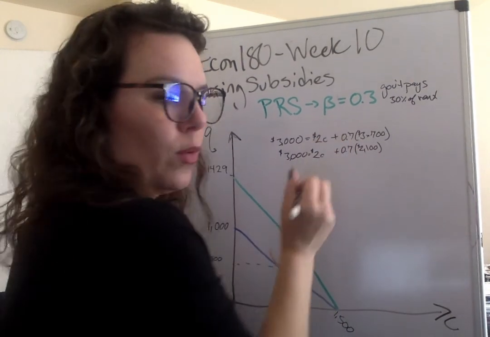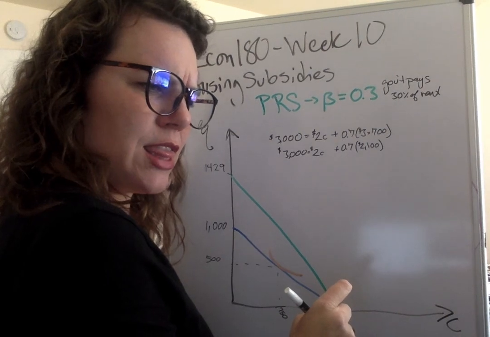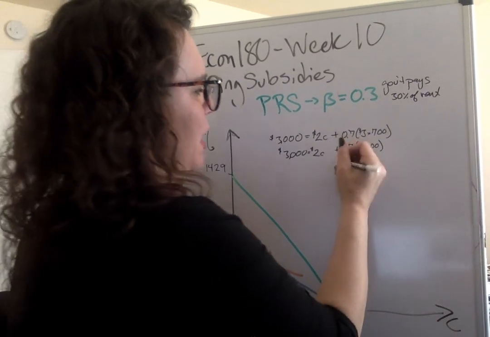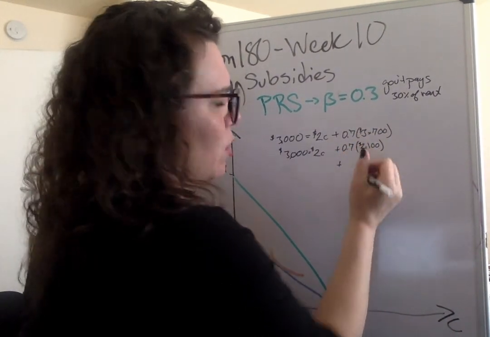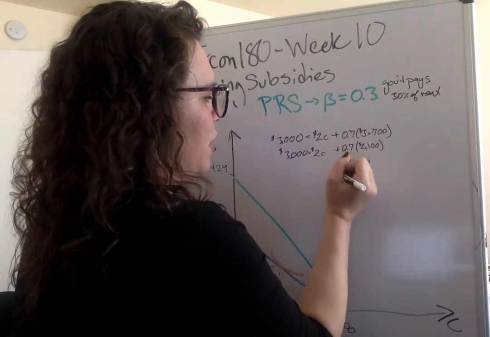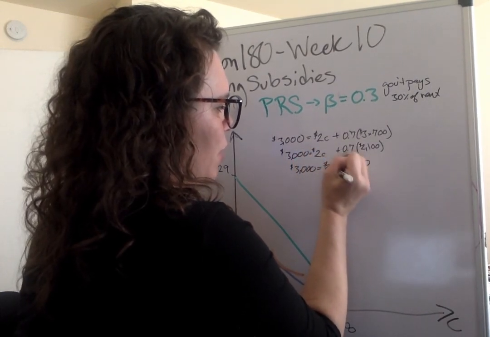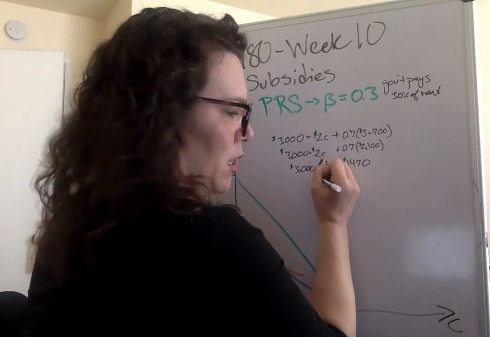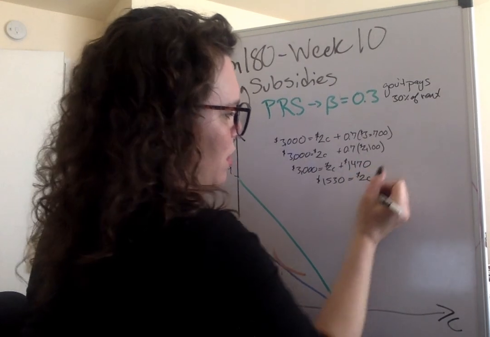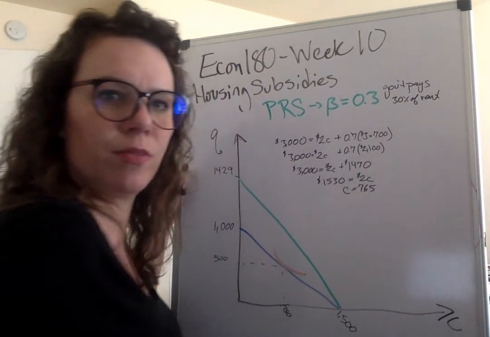Oh, it's only going to end up costing us that 700 square feet of housing is only going to end up costing us $1,470, which means if we subtract that from 3,000, we get the amount of money we can spend on C, which is going to be $1,530 equals 2C, or C equals 765.